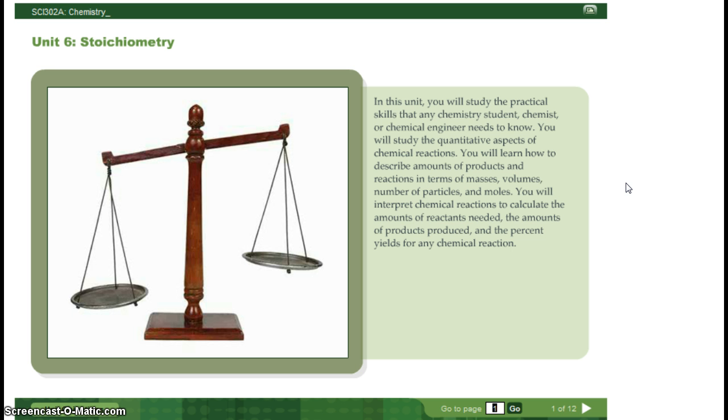You will interpret chemical reactions to calculate the amounts of reactants needed, the amounts of products produced, and the percent yields for any chemical reaction. Percent yield just means what percent did you actually create compared to what percent did you expect to create.